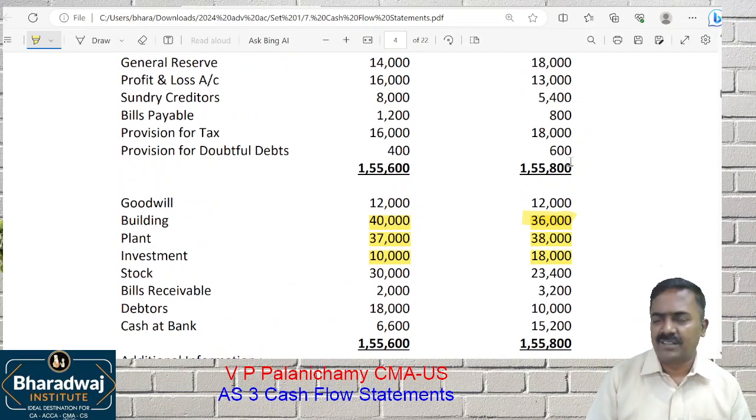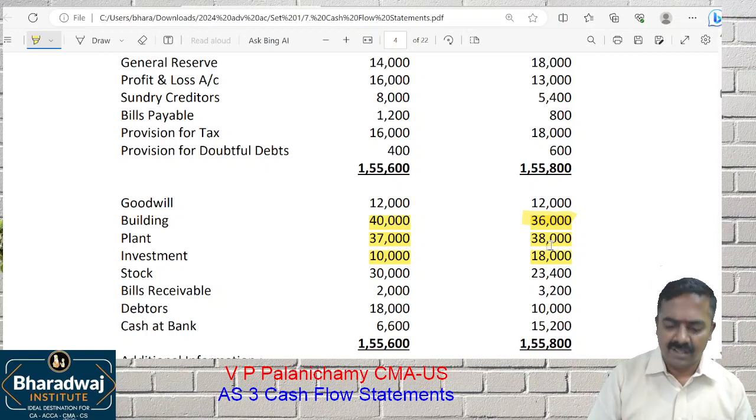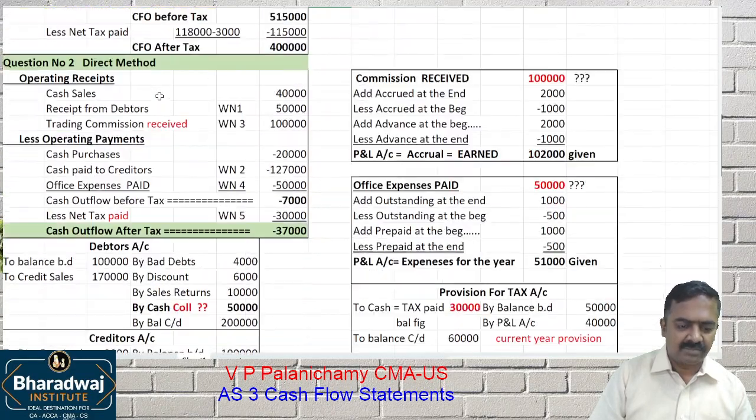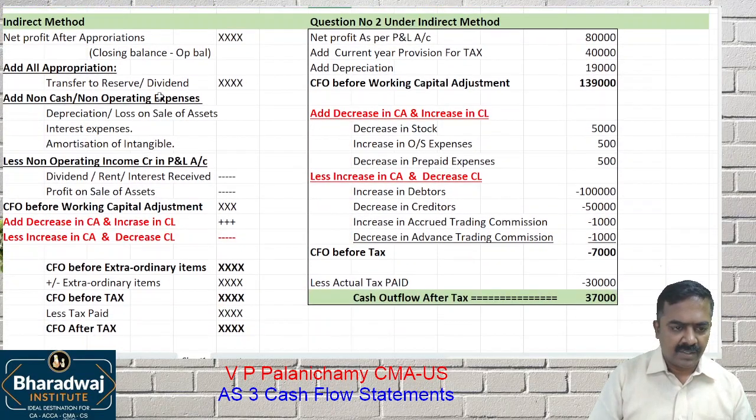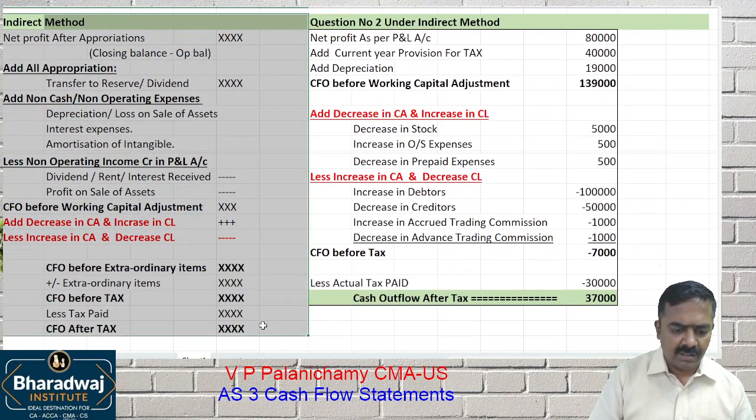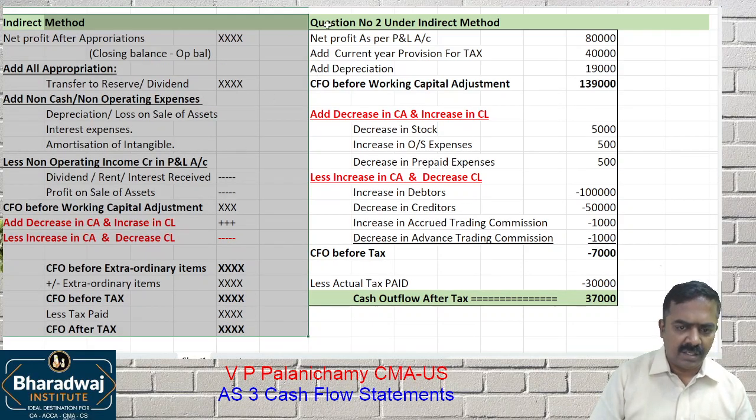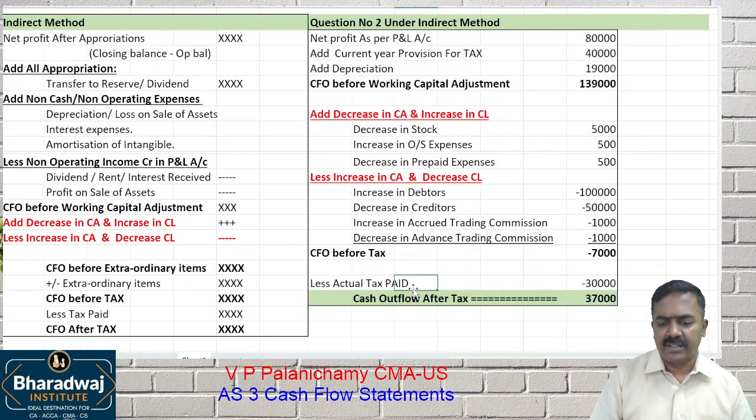That is not a learning point that is difficult to understand. So what takes time is which activity? Operating activity. Now take up this. Please take up the indirect method and see how to work it out. Then question number 2, under which method? Indirect method.